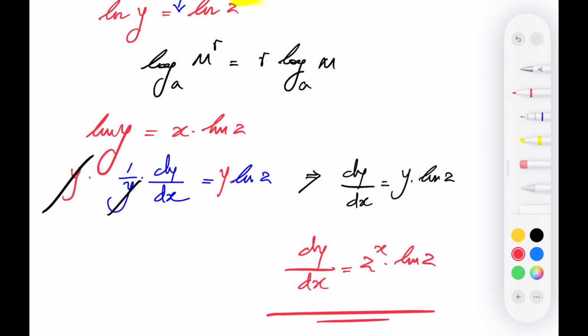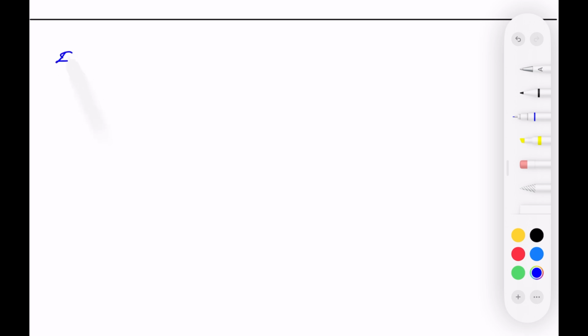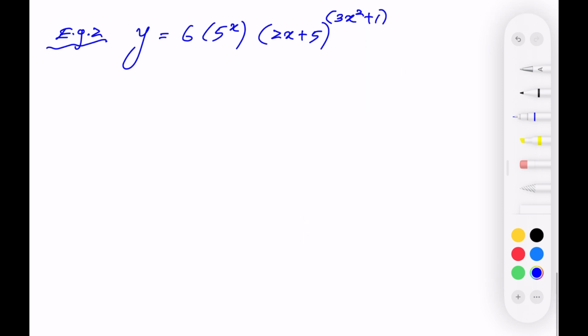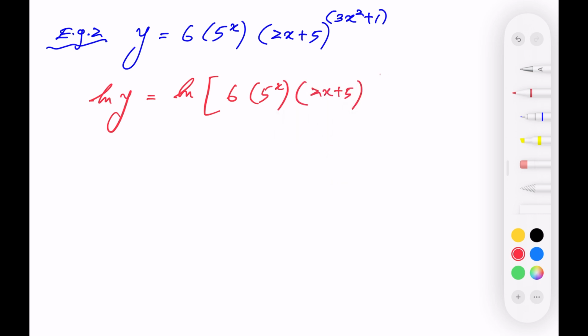Now we will look at another example. Here is your example number 2. Differentiate y equals 6 times 5 raised to the x times 2x plus 5 raised to the 3x squared plus 1. That's an exponential function. I will simply take natural logarithm from both sides. When I do so, I will have natural logarithm y on the left hand side. On the right hand side, I will have natural logarithm 6 times 5 raised to the x times 2x plus 5 raised to the 3x squared plus 1.